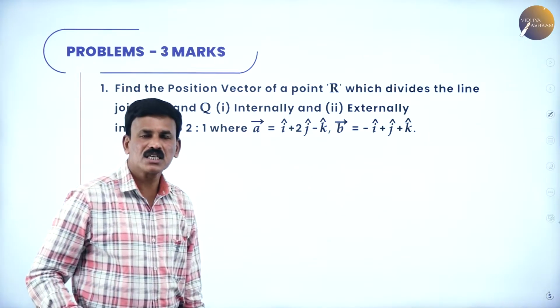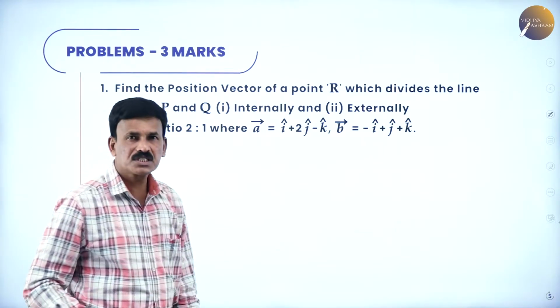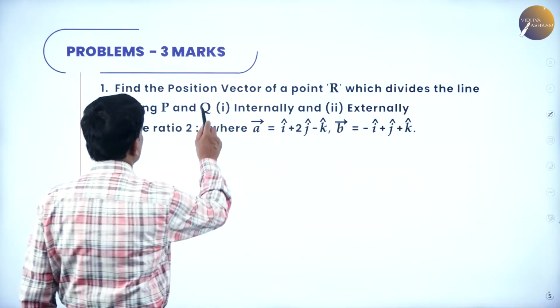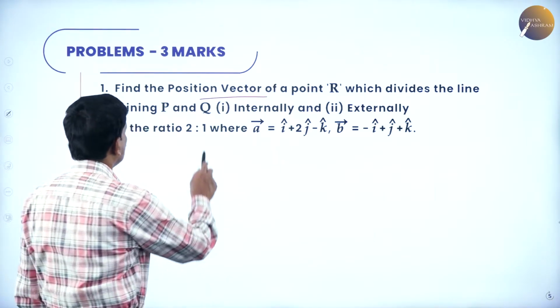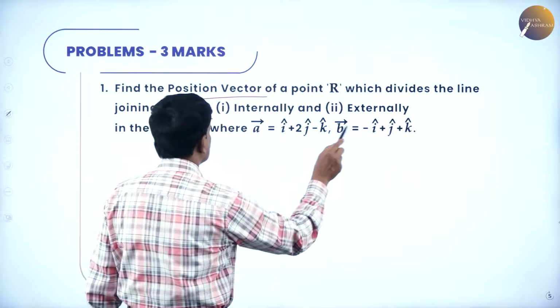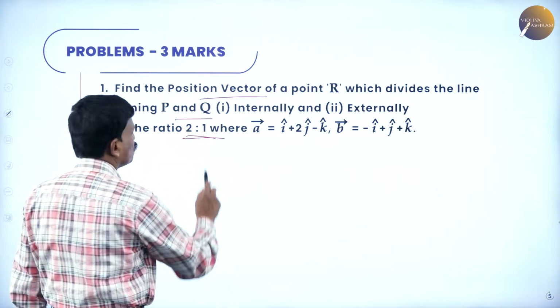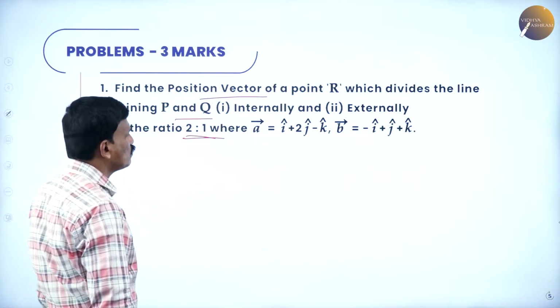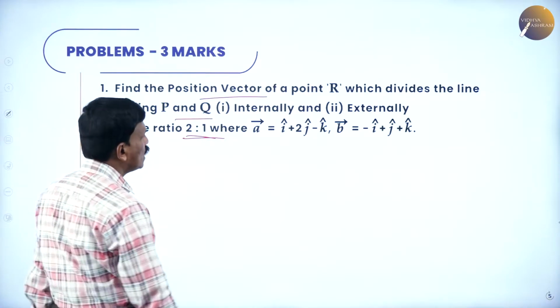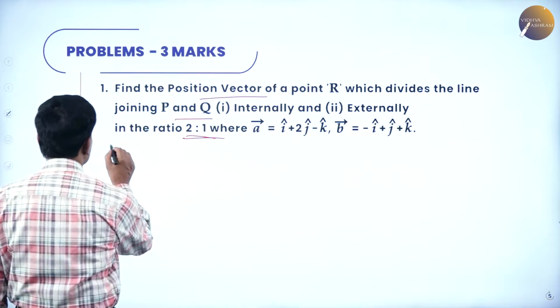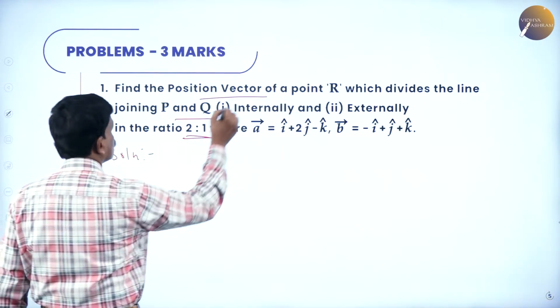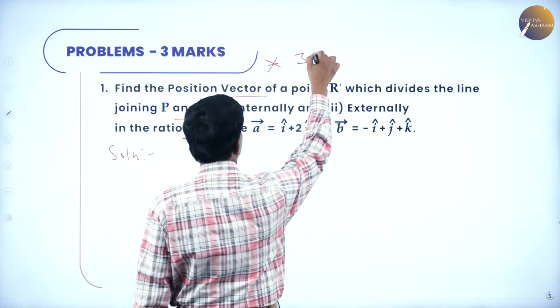Now, let us take an example based on the internal and external division. Find the position vector of a point R which divides a line joining the points P and Q internally and externally in the ratio 2:1, where A is equal to i cap plus 2j cap minus k cap and B is equal to minus i cap plus j cap plus k cap. Now, what is given? Let us write the solution. This is a very important type of problem for 3 marks.